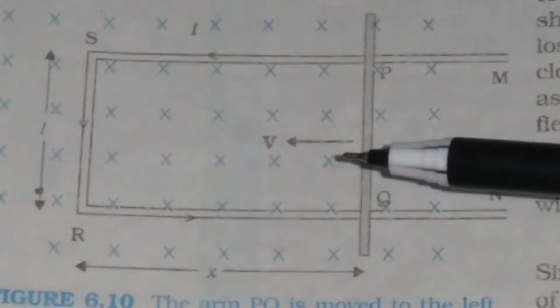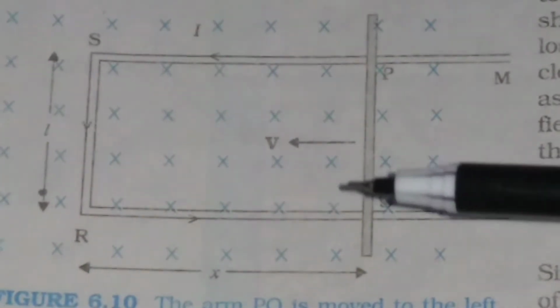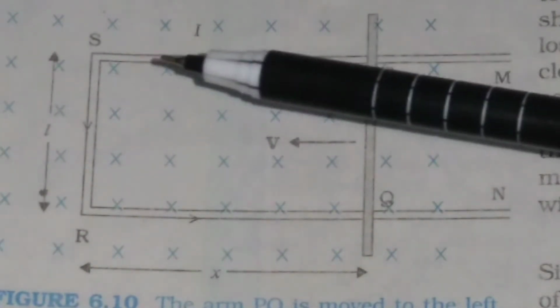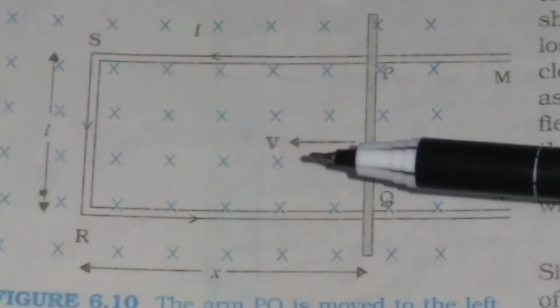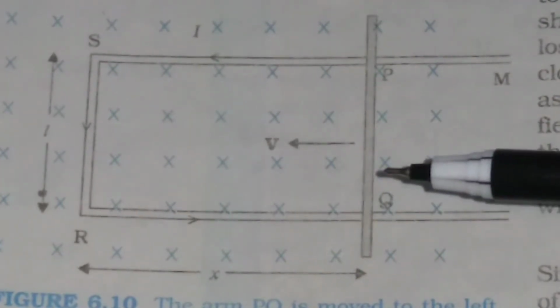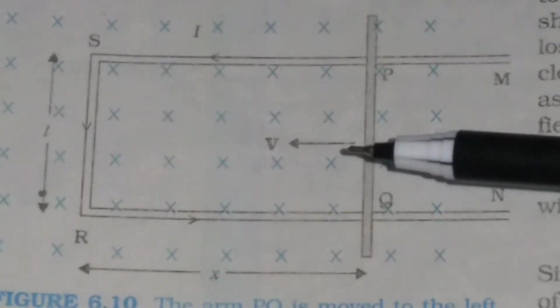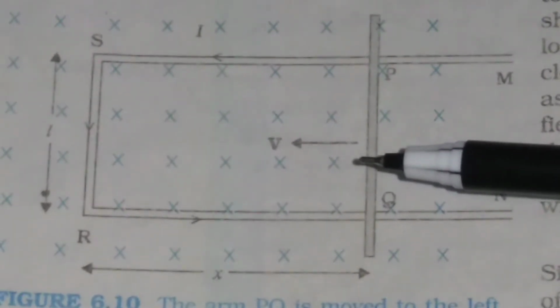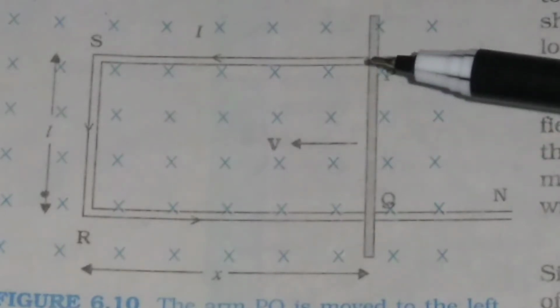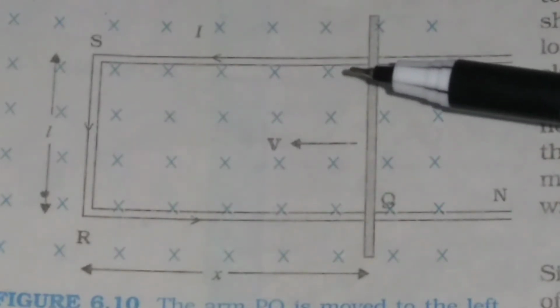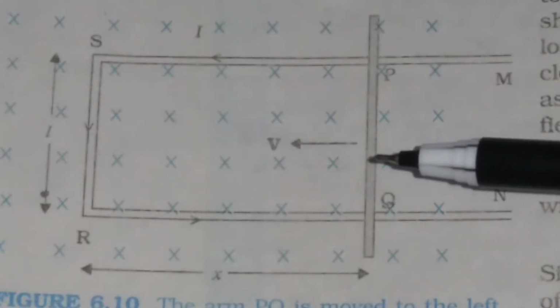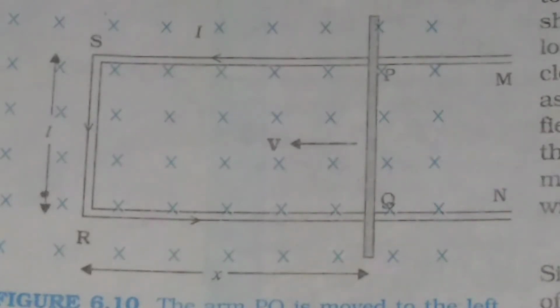Then the circuit PQRS, you see, is perpendicular to the magnetic field. The magnetic field is denoted by cross symbol, so it is into the plane of the paper, and this circuit PQRS is perpendicular to the direction of the magnetic field.